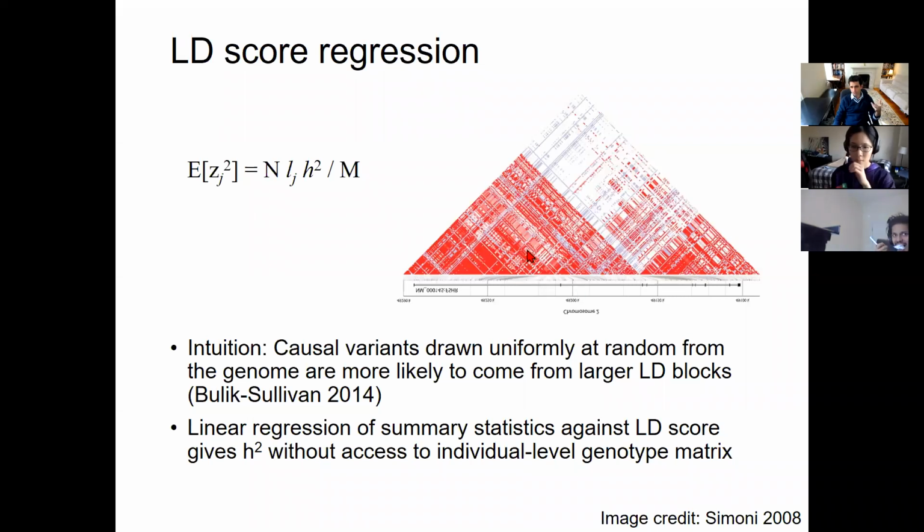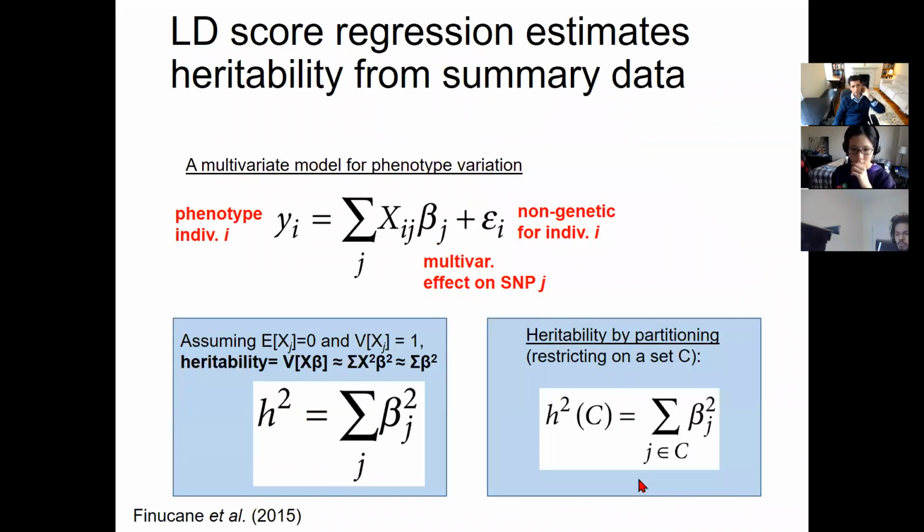So I can use this LD score matrix to effectively get at the underlying regression without actually having access to the genotypes. So what LD score regression can do is now estimate heritability from simply summary data. So you can build a multivariate model for phenotypic variation, where the phenotypic variable for individual i, yi, is a function of the full set of effect sizes estimated and evaluated based on the dosage of reference or alternate alleles for every SNP, and then a non-genetic contributor.